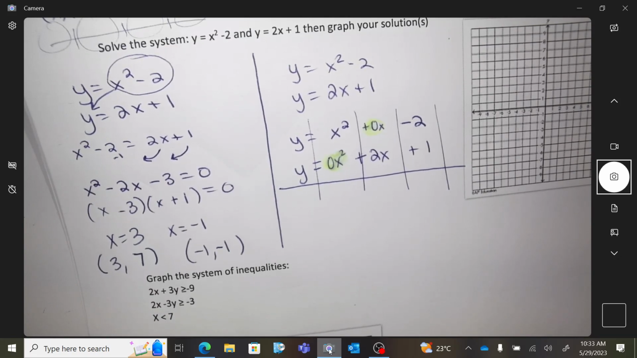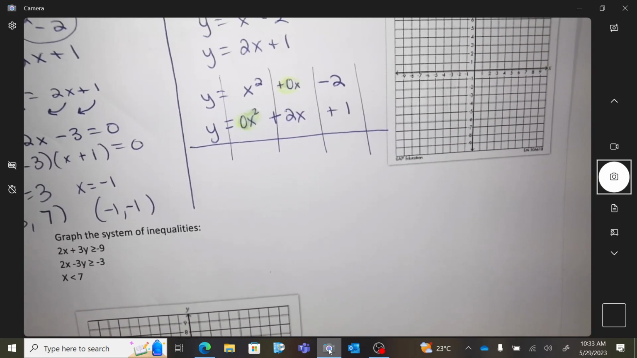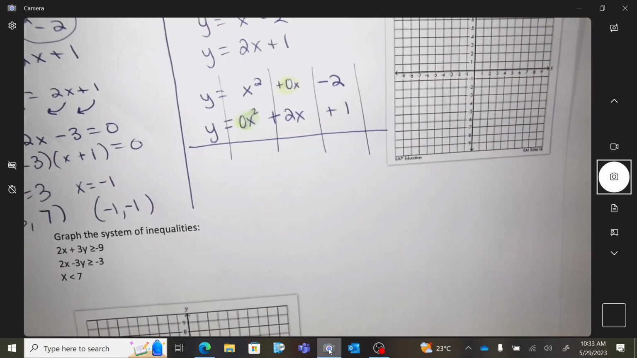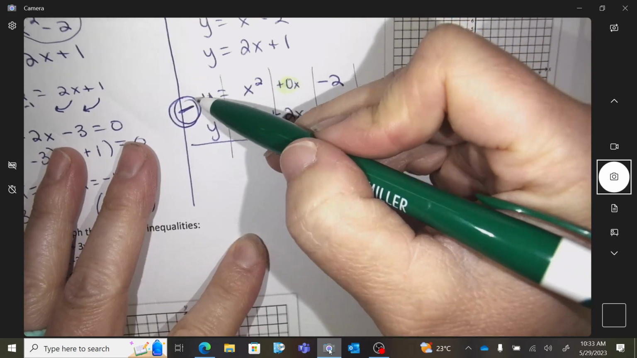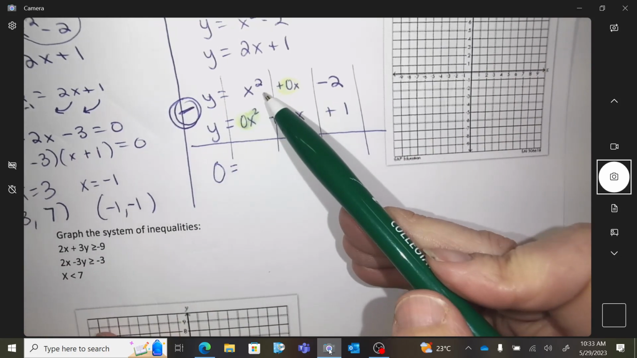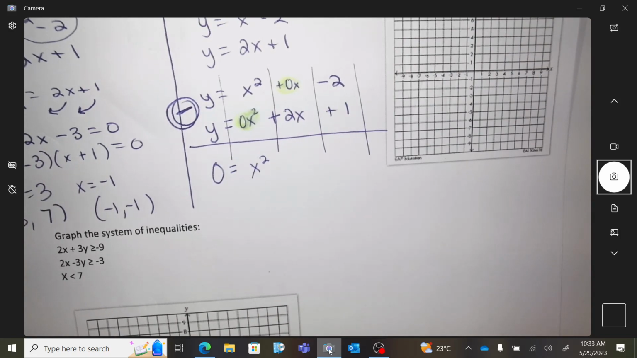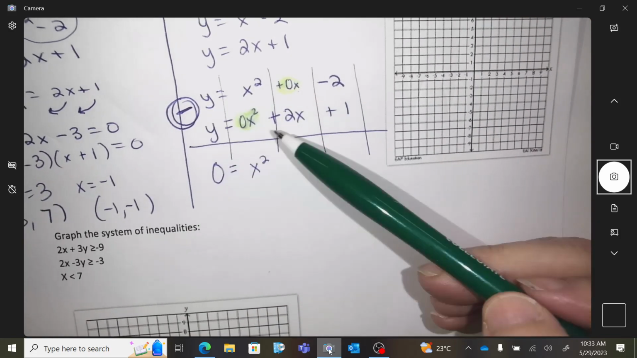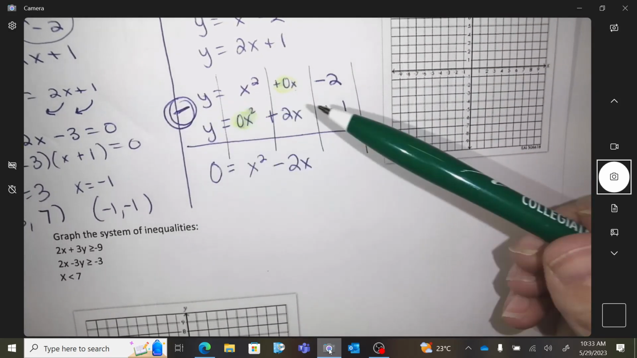Okay, what variable do you want to get rid of? There's actually only one option here. The y's. How would you get rid of the y's? Would you put them together with adding or subtracting? So subtracting. So y subtract y, 0. X squared subtract nothing is just an x squared. 0 x's subtract 2 x's. Negative 2 subtract 1.